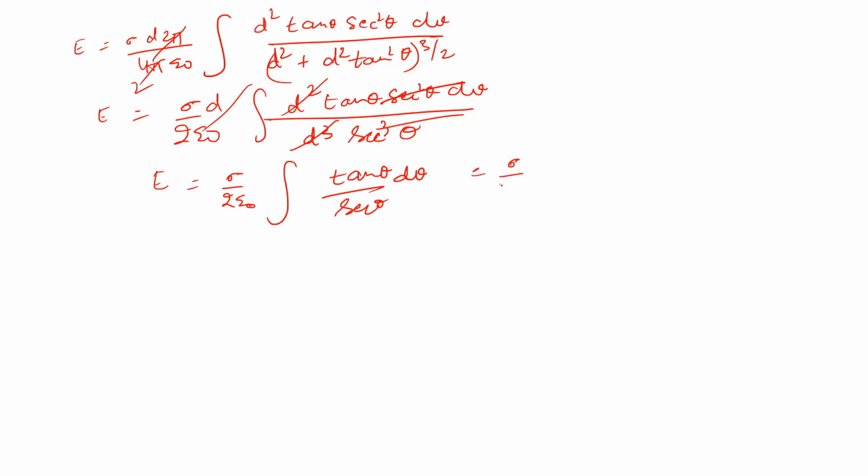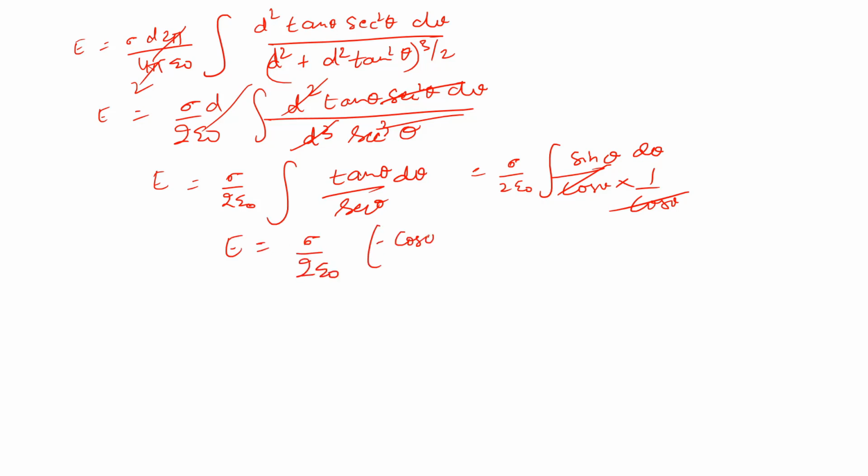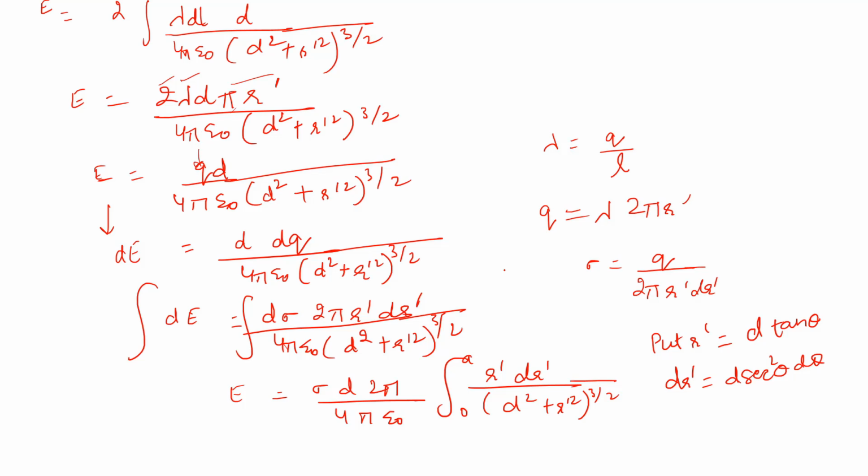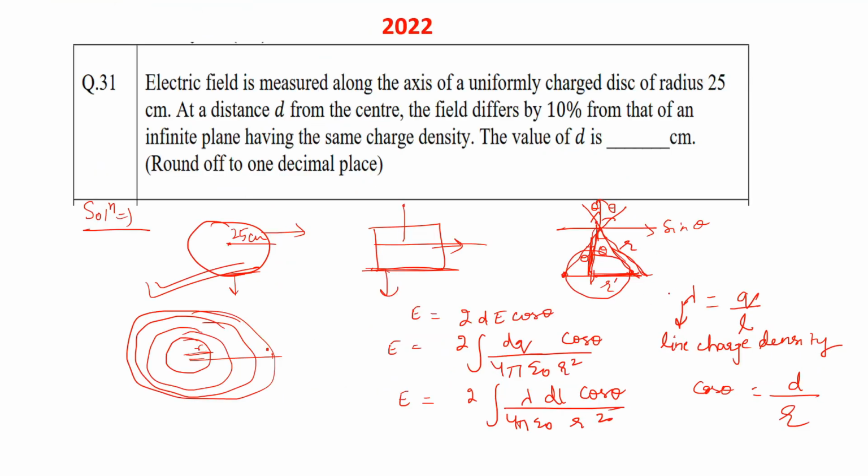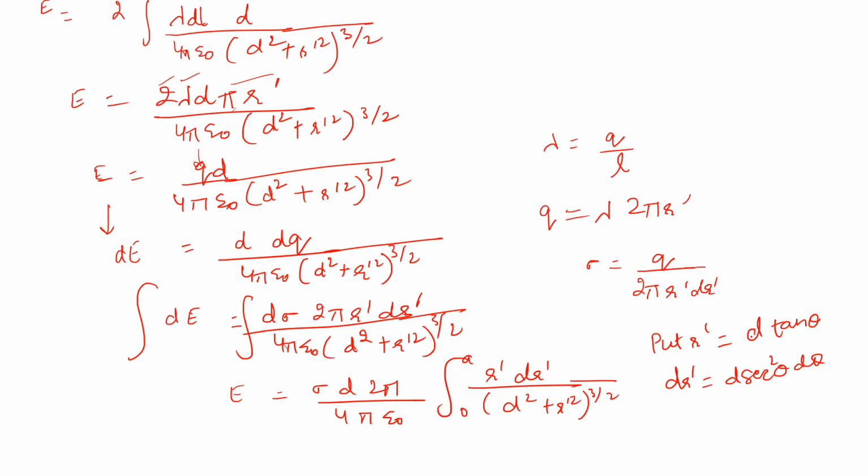This is sigma upon 2 epsilon naught sin theta upon cos theta. This is 1 upon cos theta. So we get cos theta. Sorry, sin theta. It is sigma upon 2 epsilon naught minus cos theta. So now put back the value of cos theta. Here we can see, cos theta is equal to d by r. So put back the value here.